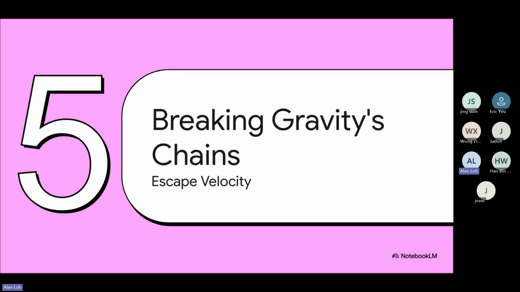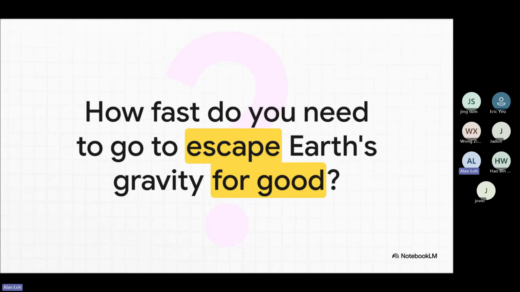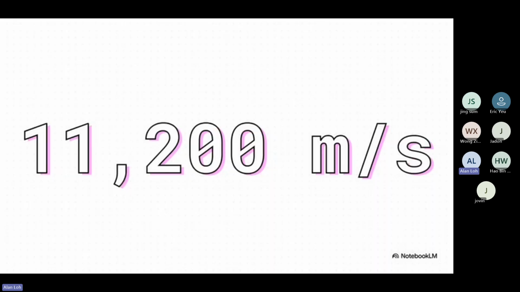Well, for that, you have to break the chains of gravity. We're not talking about staying in an orbit anymore. This is about hitting a speed so fast that gravity can never ever pull you back. We're talking about escape velocity. And the number you have to hit, it's just staggering. To break free from Earth's gravity completely, you have to be going over 11 kilometers every single second. That's the barrier that every rocket has to break to send missions to the moon, Mars, and beyond.